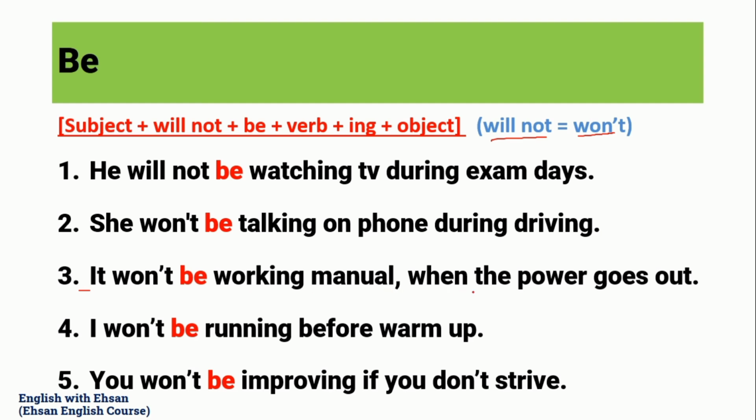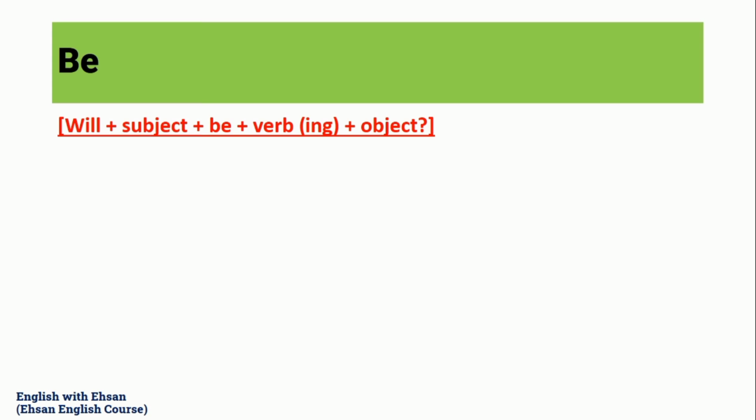Number three, it won't be working manually when the power goes out. Number four, I won't be running before warm up. Number five, you won't be improving if you don't strive.